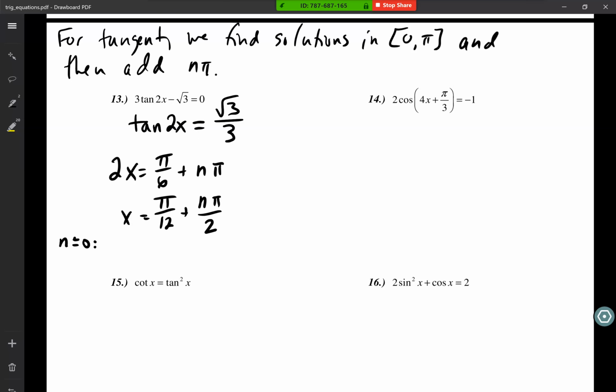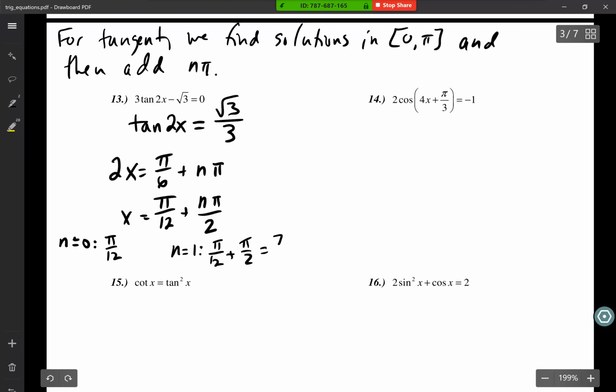So if n equals 0, we would get pi over 12. If n equals 1, you get pi over 12 plus pi over 2. That gives you 7 pi over 12. Now, tangent's nice in the fact that I only have to look for solutions from 0 to pi because the period's pi. But the thing I told you about sine, where I could stop at 1 less than what we had here, doesn't work for tangent. I have to go a couple more here.